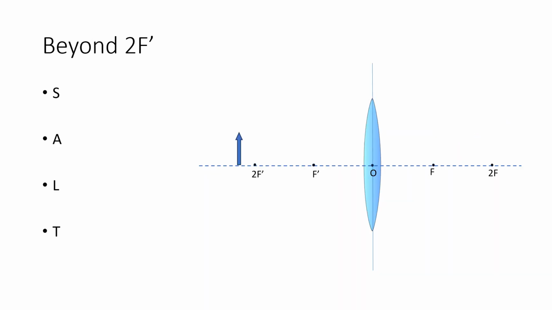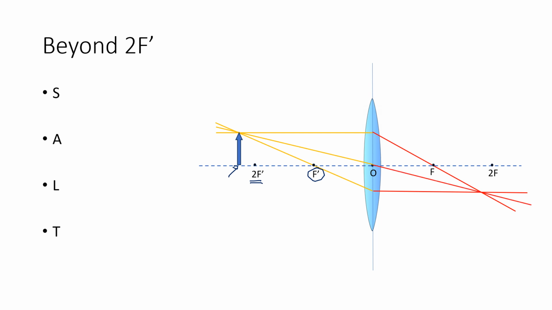So let's see if we can find where the image will be, starting with an object outside of 2 times the secondary focal length. So we're going to start with a parallel ray there, which is going to bounce through the focal point. Then we'll do one through the secondary focal point. It'll come out parallel. That's enough, but we can do one more through the optical center. It goes straight on through. And so that's enough to determine where this image is going to show up. So there you go, that's our image.